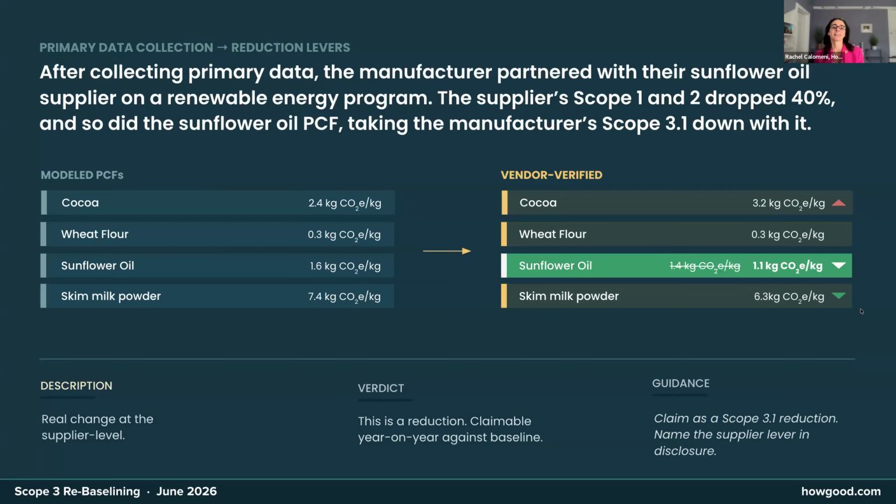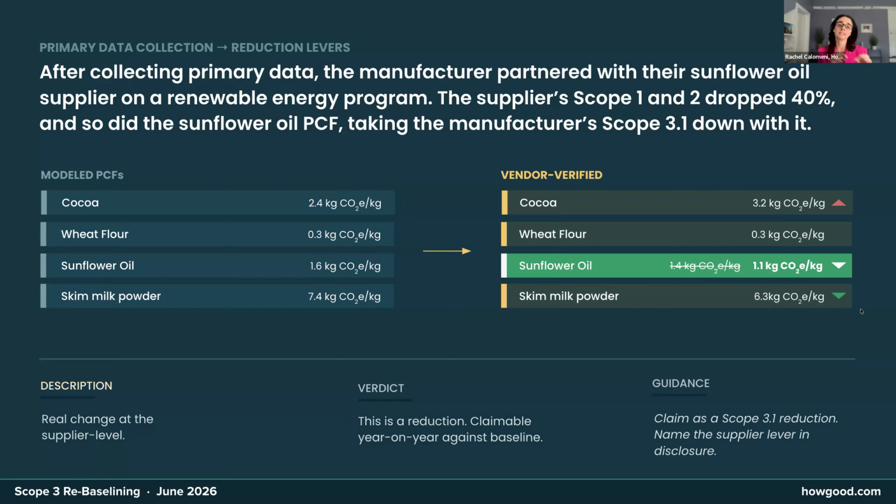All right, let's look at the same company 12 months later. So after collecting all the primary data, the manufacturer goes back to their sunflower oil supplier and partners on a renewable energy program. The supplier's scope 1 and 2 emissions as a part of that drops 40%. That ripples down into the sunflower oil PCF. In that PCF, it goes from 1.4 down to 1.1, and the manufacturer's scope 3.1 comes down with it.